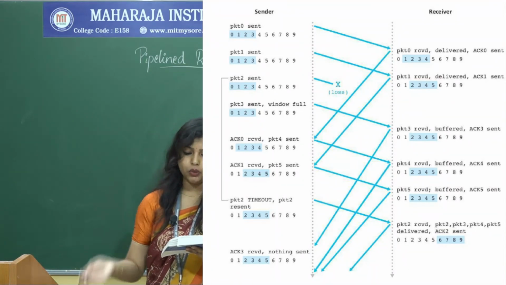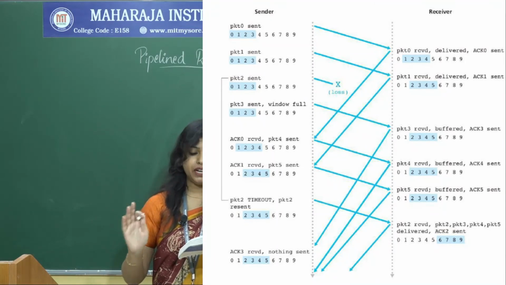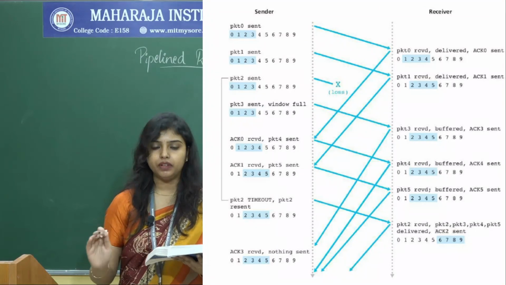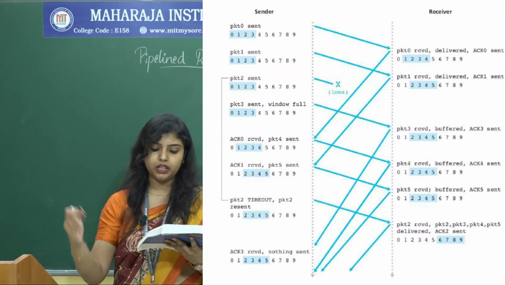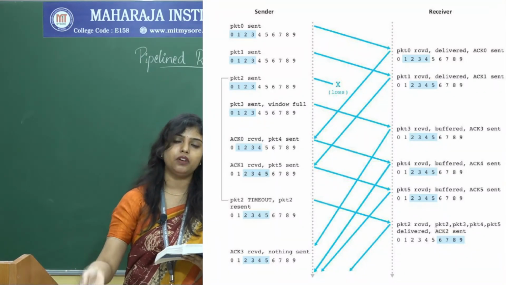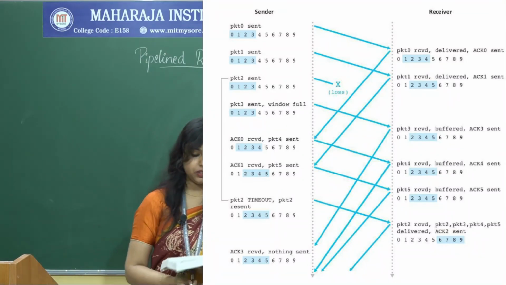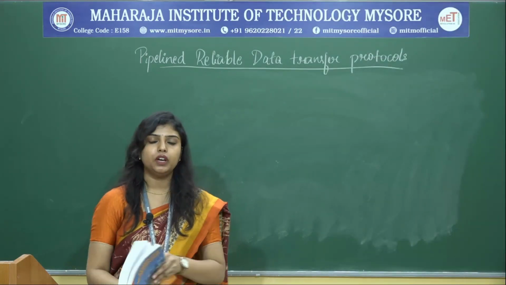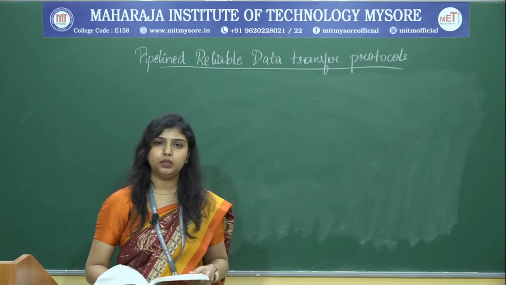After receiving packet 2, what will the receiver do? It will deliver packet 2 and all those packets that were buffered. What were those? Packet 3, packet 4 and packet 5; all of them will get delivered. That means they are taken out of the buffer and delivered to the upper layer. So, we are at the end of reliable data transfer.